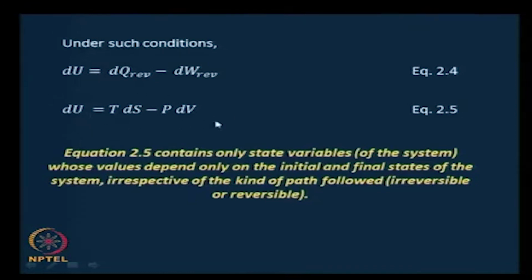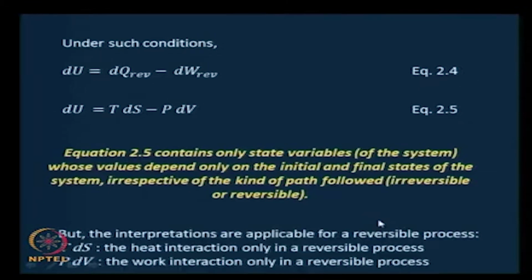that this equation is valid for any closed system irrespective of the assumptions that we made regarding the kind of process to achieve this. For example, this could be valid for either irreversible or reversible processes, whereas the interpretation of TdS as the heat interaction is applicable only to a reversible process. The interpretation of PdV as a work interaction is possible only for a reversible process. If you take these two terms separately, then it is not valid, whereas the whole equation is valid for any process.